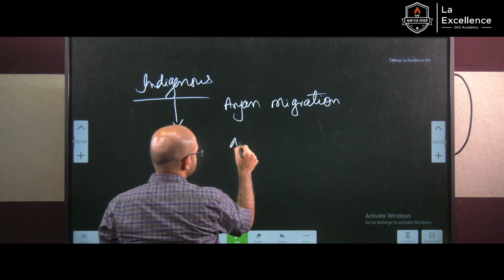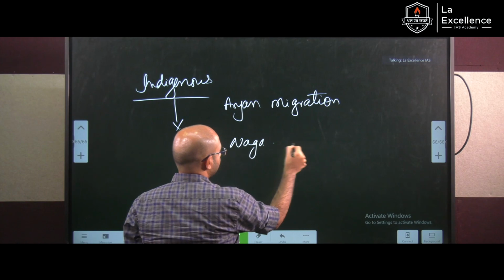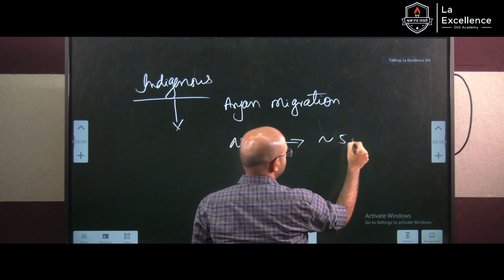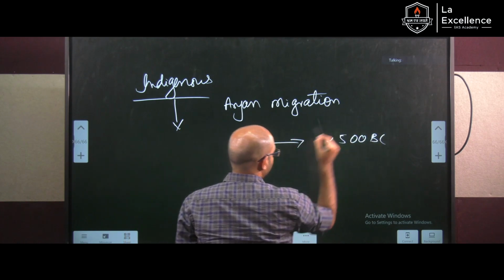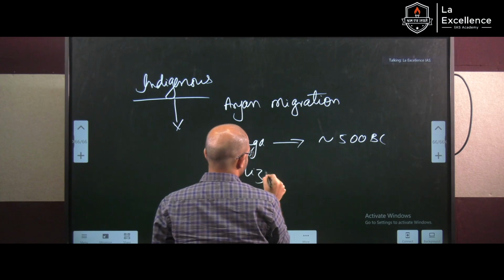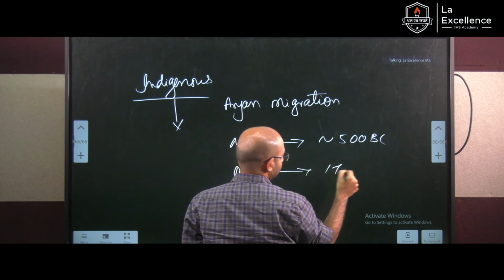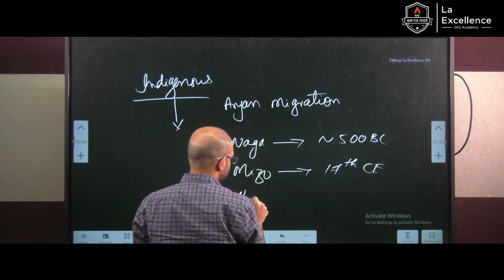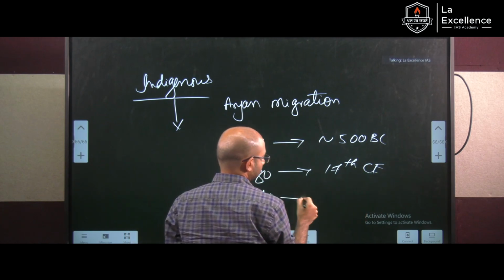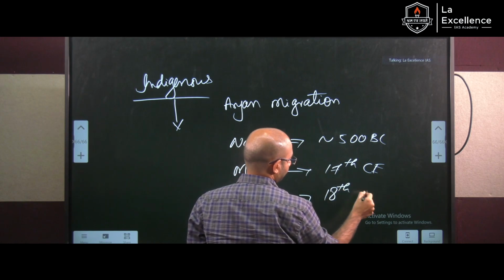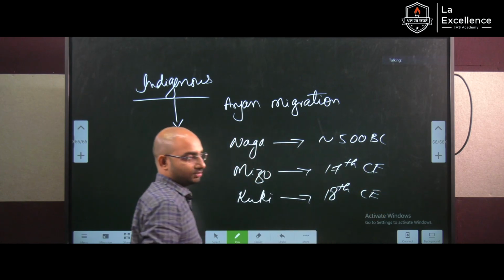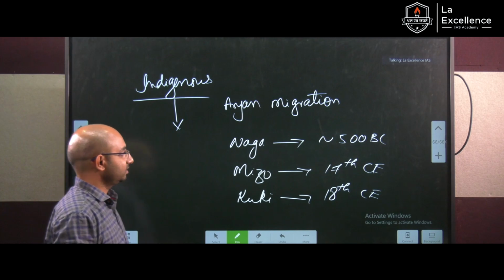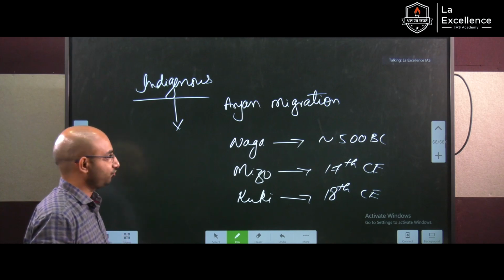If you take Nagas, they entered India around 500 BC. If you take Mizos, they came to India in the 17th century only. If you take Kukis, they came even later, in the 18th century. So these people came only recently. Can you now call them indigenous is the question.